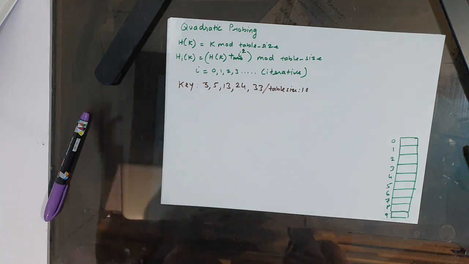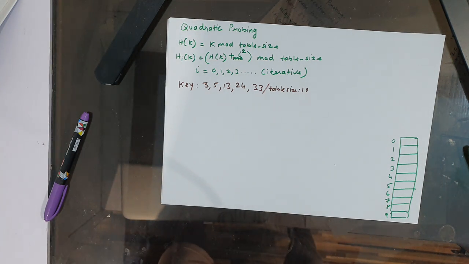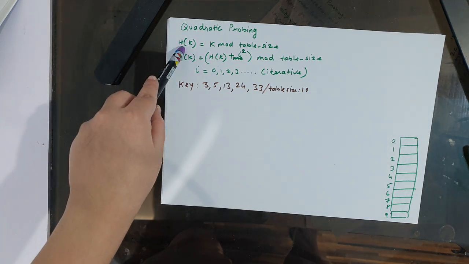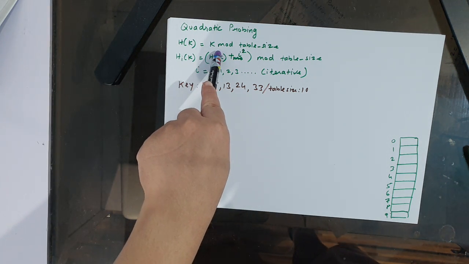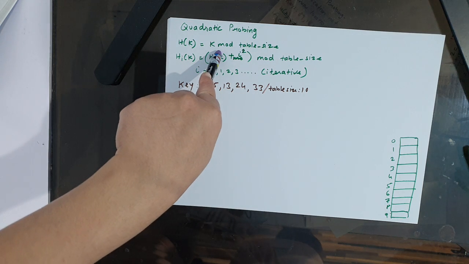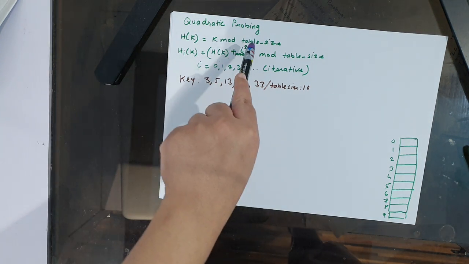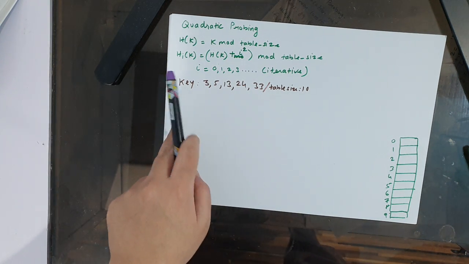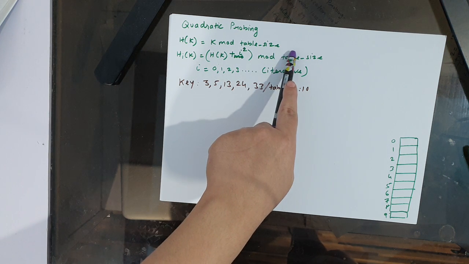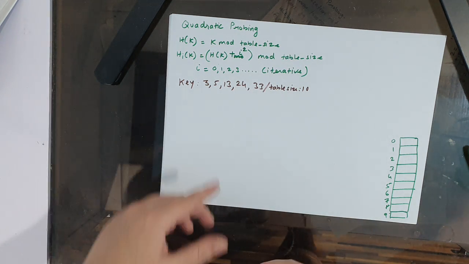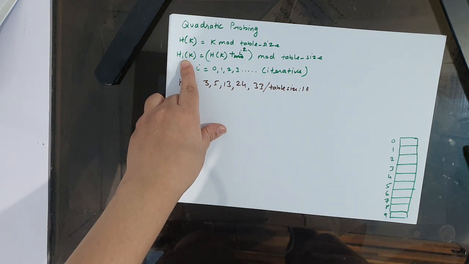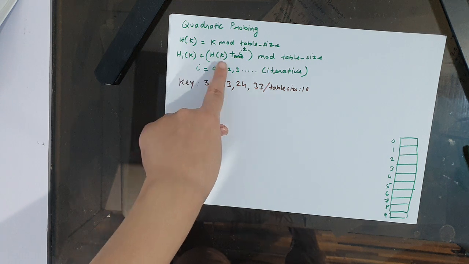So the next collision avoidance technique that we are going to see is quadratic probing. It's similar to linear probing, but with one small difference. Over here we are going to use the same hash function, k mod the table size, and the next function, if a collision occurs, is a particular function, but with a difference.